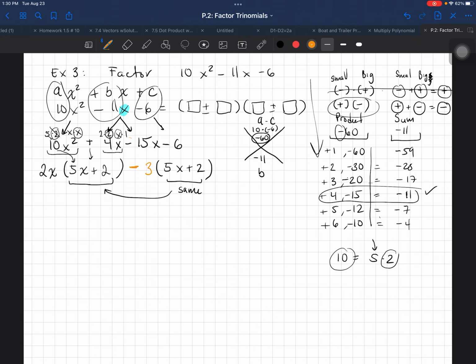Let me tell you this: most of the time, students will forget about this number. There is always a minus or a plus here. Let's double check: if you take minus 3 times 5x, that will give you negative 15x. Now what about minus 3 times positive 2? It does give you negative 6. So it works, right? So we factor without even factoring, because I knew what I was looking for. I knew that it needed to be that way.